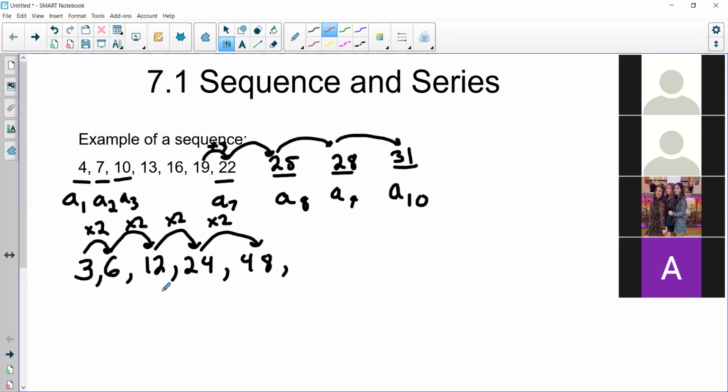Okay. 3, 6, 12, 24, 48. Anyone want to go for the A6 here? The 6th step in the pattern? 96. Good, 96. And then you could technically go on forever with this. So it's identifying the pattern and then applying said pattern to whatever step I tell you to. So I could tell you A10, maybe I just tell you the next one, depending on the numbers.